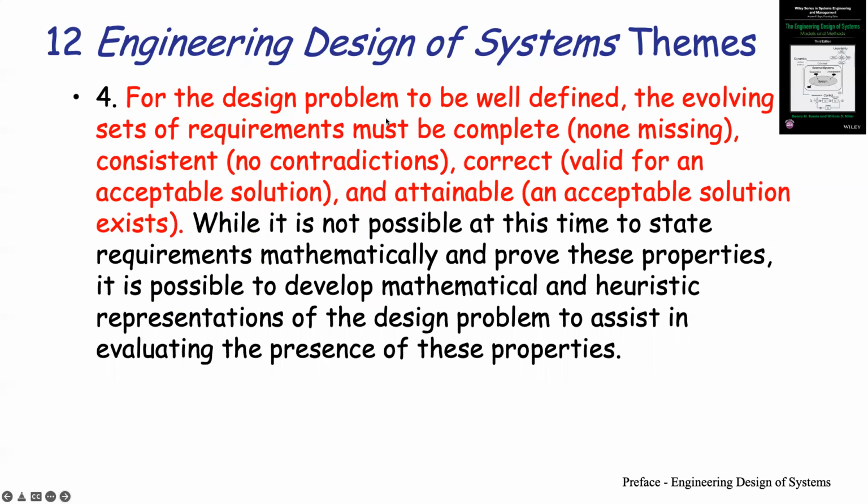What that means is that you want to make sure that you cover everything. You want to make sure that they're consistent, that there are no contradictions in the requirements, that they're correct, that they're valid for what would be an acceptable solution, and that they're attainable, that you actually have the technology and means to make that happen. So these are all the things that are important that you want to get your arms around as you're starting to do the system engineering design and development.